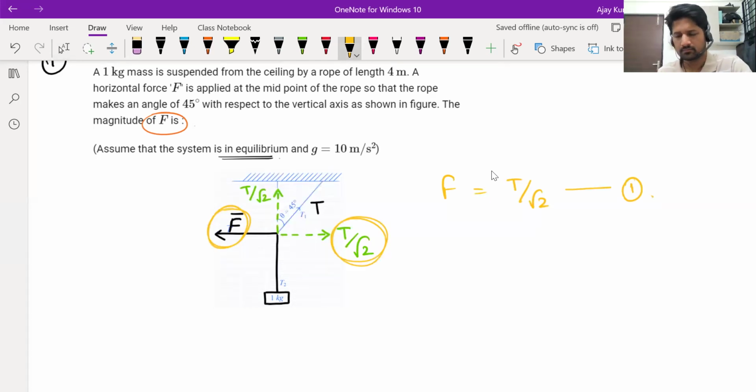Sir, we can take T as 2, because they said that the force is applied at the midpoint of the rope. So the rope is divided into two parts, so basically the length of T1 is 2 and length of T2 is 2. What is T? Tension, sir. I mean, sir, the first half of the rope will be 2 meters, sir. Wait. What is T?